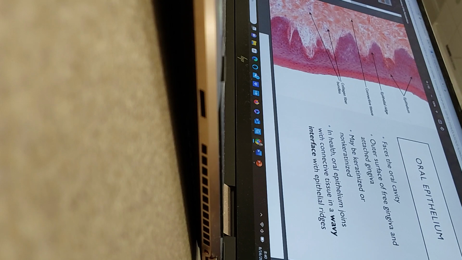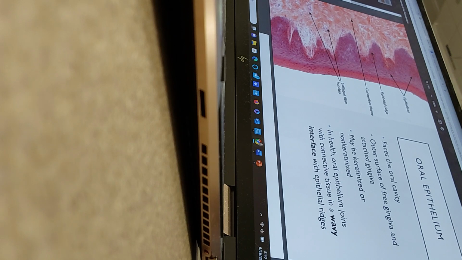Lots of collagen fibers in here, which means it's made up of a lot of, what is there a lot of in connective tissue? Extracellular matrix, okay? Nice job.